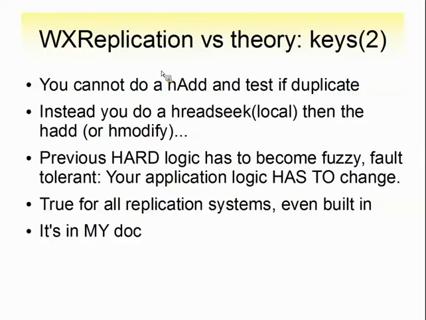And your logic has to become fuzzy and fault tolerant. Now you may have two yellows and you have to code appropriately. Now, the fact that your application has to change for the replication is not something that is due to WXReplication. All replication systems work like that. There is no way in the world that you can create two records with the same unique identifier and then magically not have a conflict when you replicate. In no replication system is that possible.